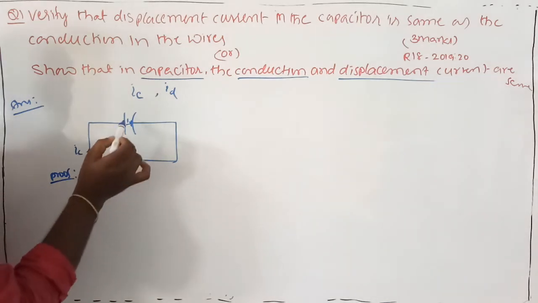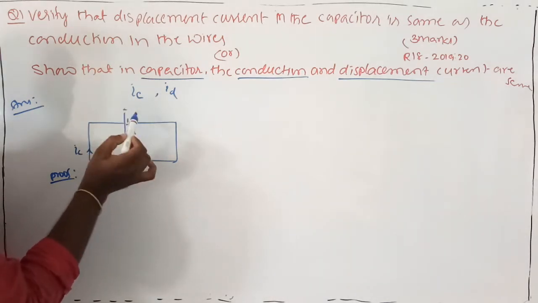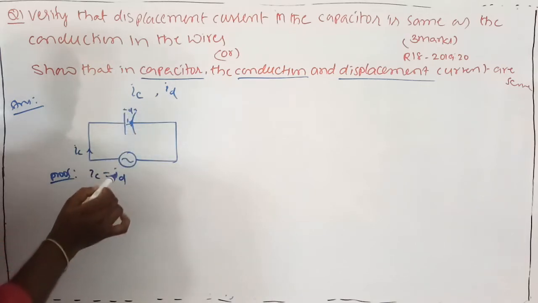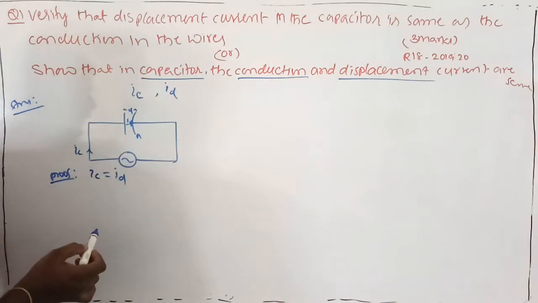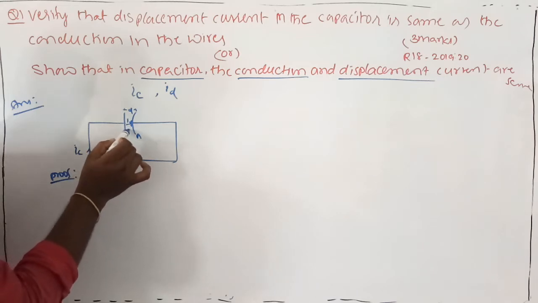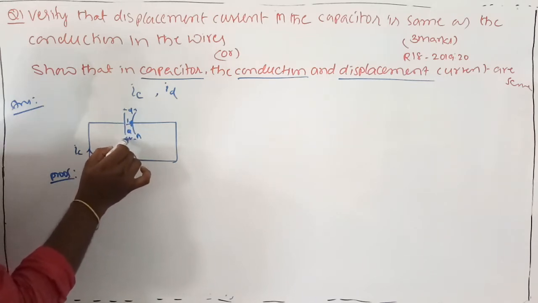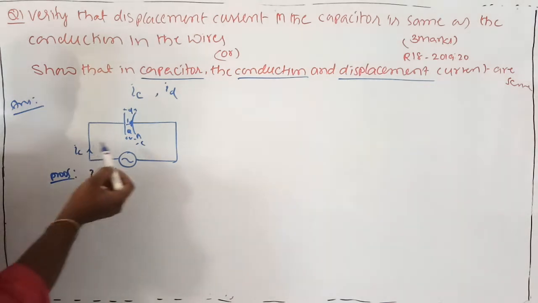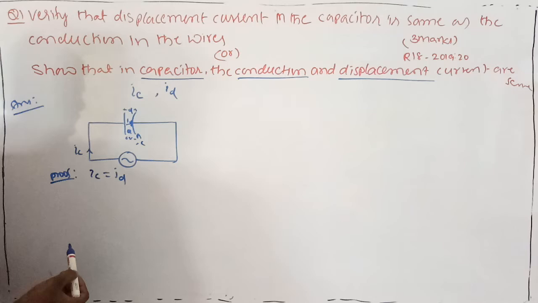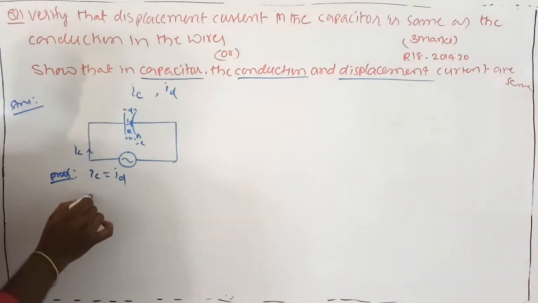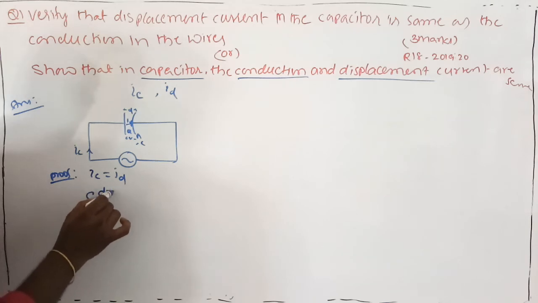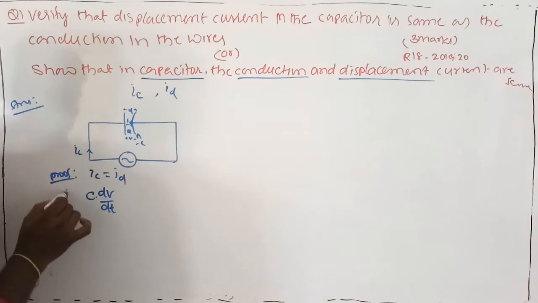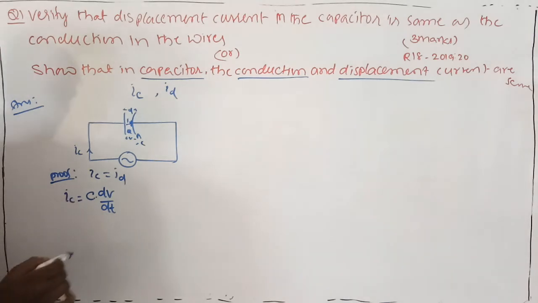Now see, if the distance of separation between two plates is d and the area of cross section of one plate is A, and charge is Q and potential difference is V, the capacitance is C. So what is the formula for the conduction current for the capacitor? It is C dV by dt. IC is equal to C into dV by dt.